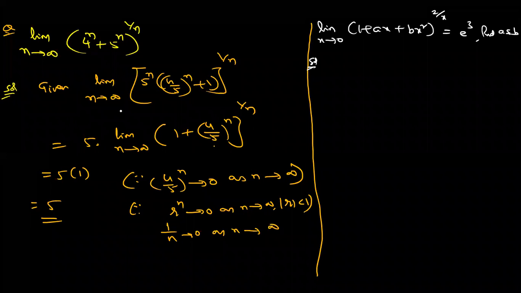Why am I taking 5 as a common factor? Because 4 by 5 is less than 1. This property I am using. If I take 4 as the common factor, 5 by 4 power n for n tending to infinity, that's not possible.